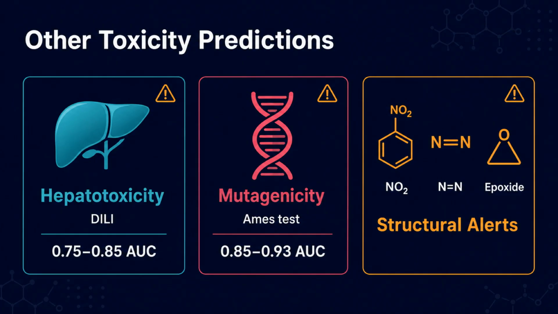Other toxicity predictions include hepatotoxicity or drug-induced liver injury. Mechanisms include reactive metabolite formation, mitochondrial toxicity, and bile acid transport inhibition. Prediction achieves good accuracy. Mutagenicity tested by the Ames test achieves high accuracy. Structural alerts for mutagenicity include nitro groups, azo groups, epoxides, and alkylating agents.